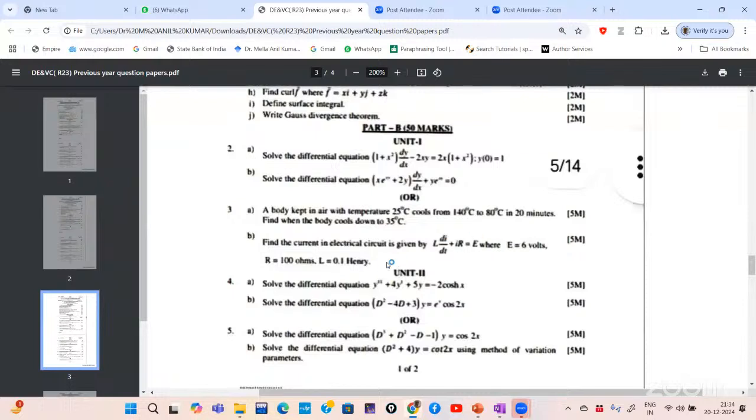Madam, you have covered all the problems in this model. Okay, sir. A body kept in temperature 25, cools from 140 to 80 in 20 minutes. When the body cools down to 35.